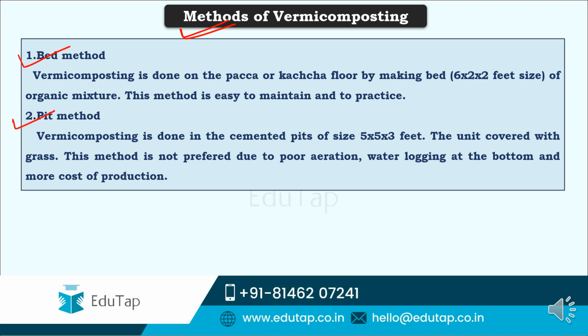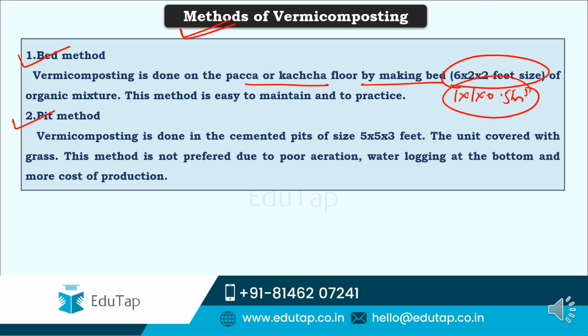See, the bed method is where vermicomposting is done on the pakka or kacha floor by making a bed of, for example, 6 by 2 by 2 feet size, or 1 by 1 by 0.5 meter cube, with this entire organic mixture. Then this is mixed, and cow dung or slurry is also applied, and later the worms are released into it.